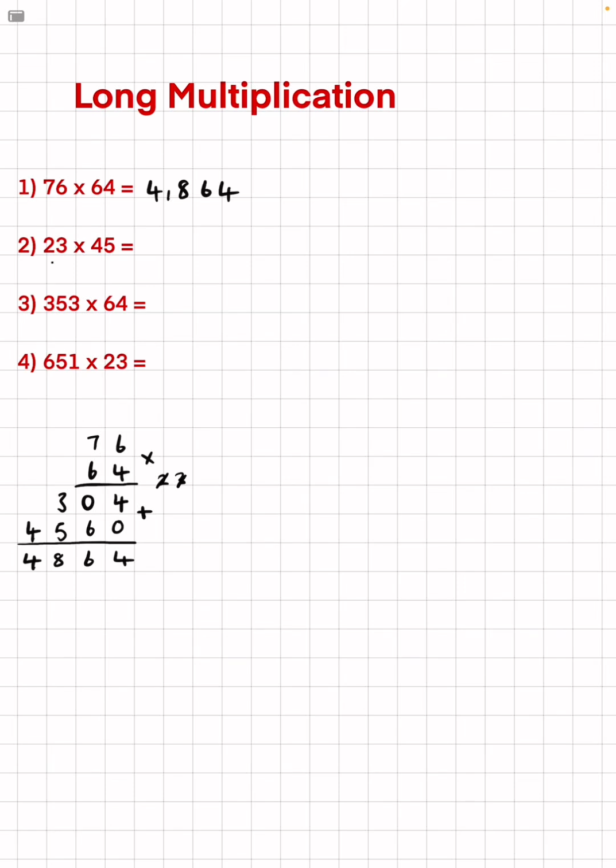The next calculation is 23 multiplied by 45. Remember to align the tens and align the units. 5 times 3 is 15. We put the 5 down, carry the 1. 5 times 2 is 10. Add 1 is 11.